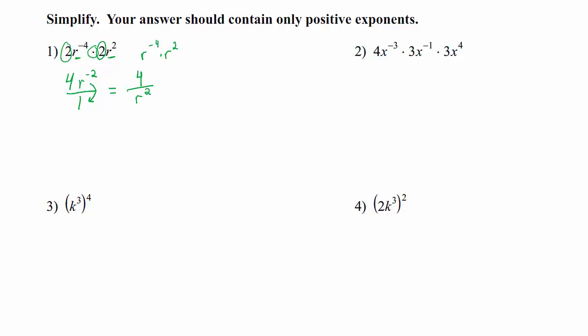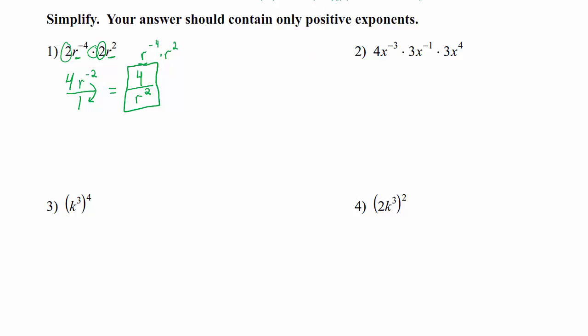Notice that I didn't write a negative anywhere here. The negative goes away simply because I moved the r down to the bottom, because a negative exponent is telling us that what we have is really a fraction, and it's not actually telling us anything about whether our problem is positive or negative overall. So our answer on number 1 is 4 over r squared.